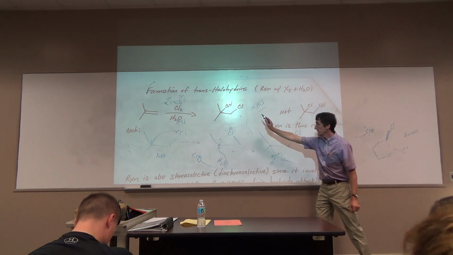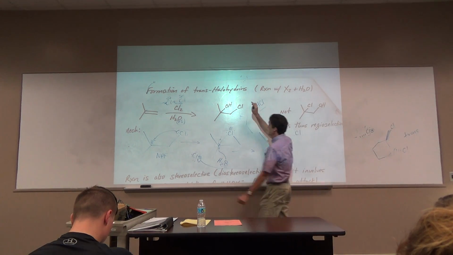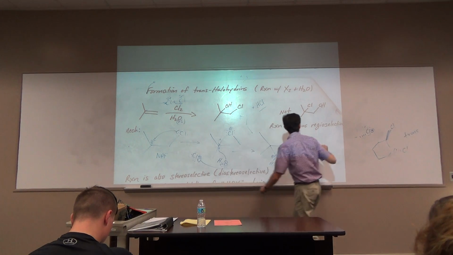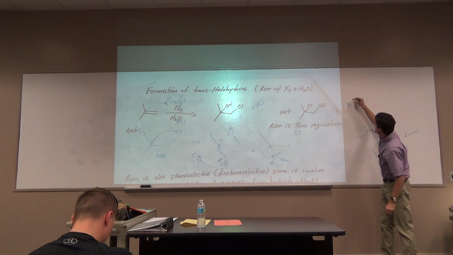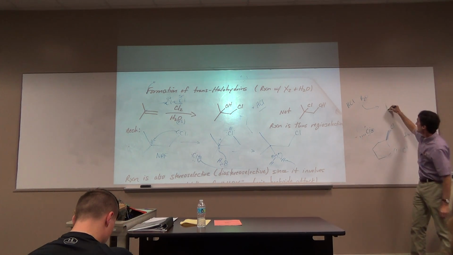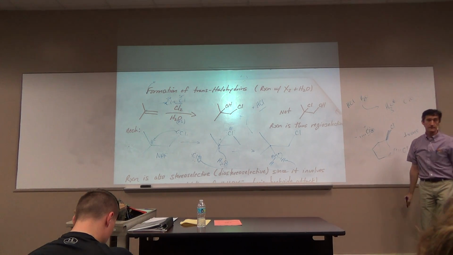So you get your halohydrin plus HCl. Somebody said water. Well, yeah, we have HCl in water, but this is probably excess. How does HCl exist in water? If you have HCl in water, how does this actually exist? Ions, H+ and Cl-. It actually exists like this.